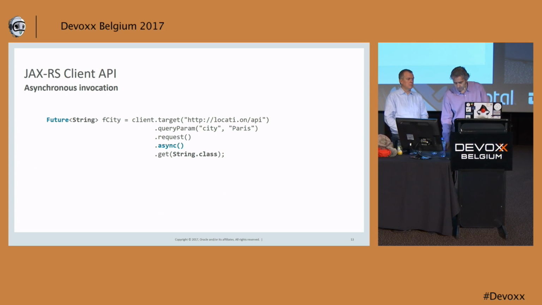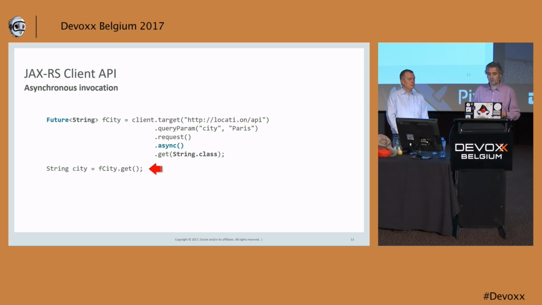The thing is that this is asynchronous, so when I do my get, my method will return directly. But obviously, at some point in time, we need to access the future object. And if you do that, a get on a future, you know that it's a blocking call. So we haven't really solved the blocking issue that we had with the pure Jax-Rs sync API, right? So this is really blocking.